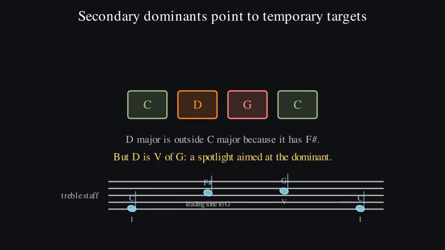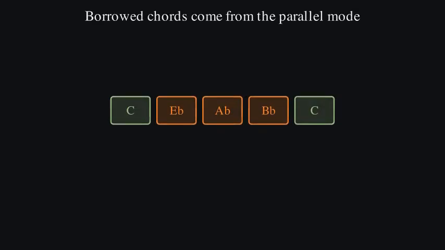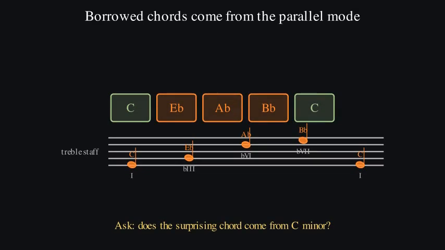Borrowed chords are another common source of surprise. In a major key, composers and songwriters often borrow from the parallel minor. In C major, E flat, A flat, B flat, and F minor can come from C minor. These chords can sound cinematic, nostalgic, heavy, or dramatic. The theory name is modal mixture, but the practical ear training move is simple. When a chord is outside the key, ask whether it comes from the parallel minor.